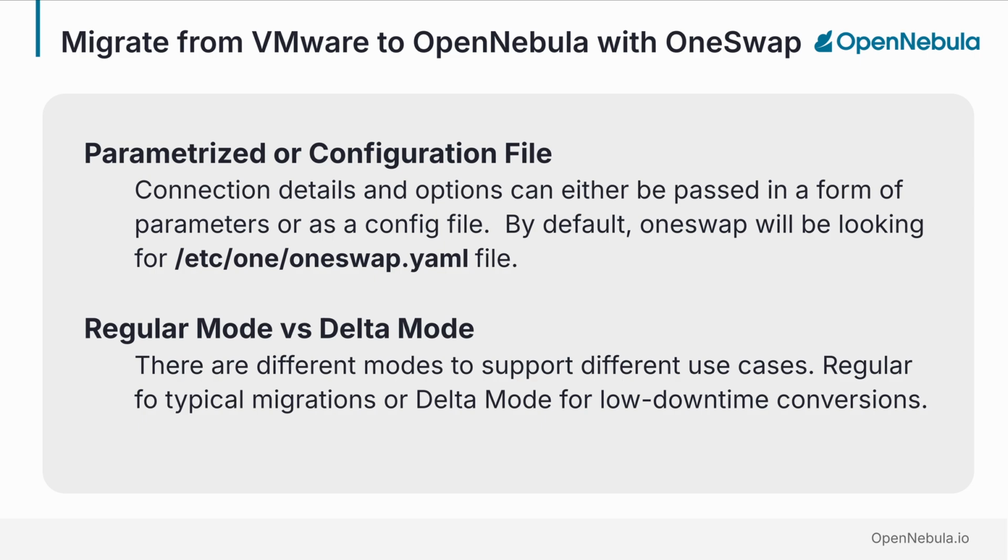You can pass parameters to the command line either inline or in the form of a configuration file. There is a default configuration file, however you can create your own and pass the path as an additional inline parameter. There are different use cases when it comes to migration. If the virtual machine is mission critical, you can leverage the Delta mode to minimize the downtime and migrate the virtual machine while it's running.